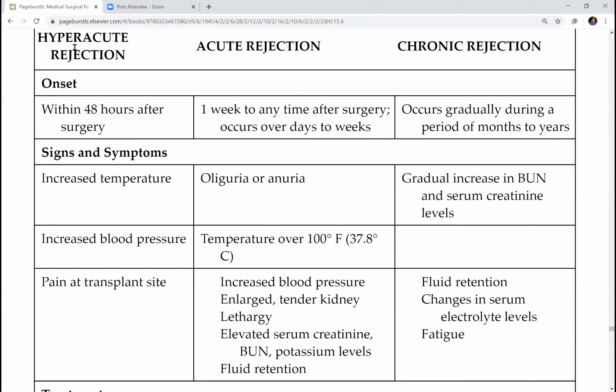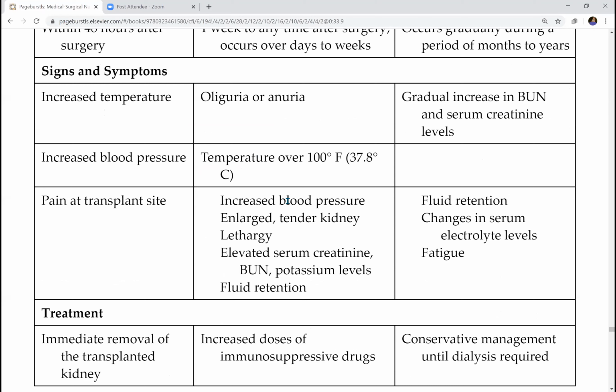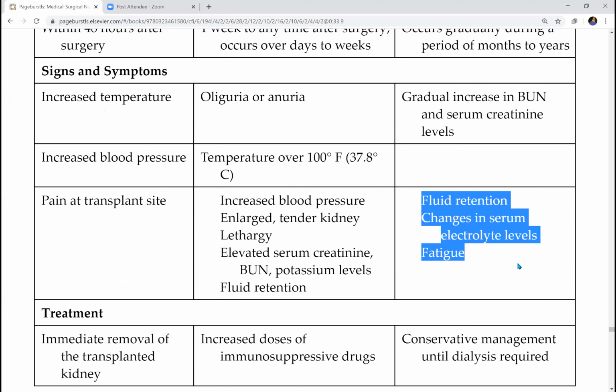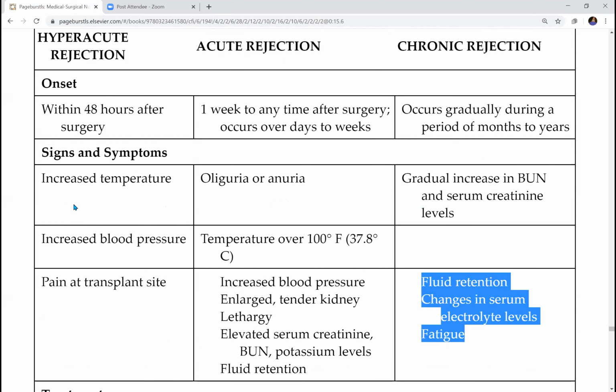So look at hyperacute rejection within 48 hours. So anywhere between the first 24 to 48 hours. Acute rejection, 1 week to any time. And then this one is several months to several years. These are your signs and symptoms. For hyperacute, because we have no time, as you can see, we don't see these because these occur so fast that the patient won't have enough time to develop these or these, because they occur so suddenly.